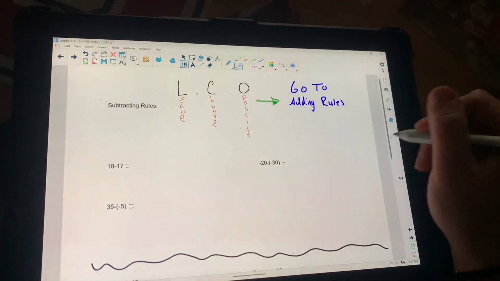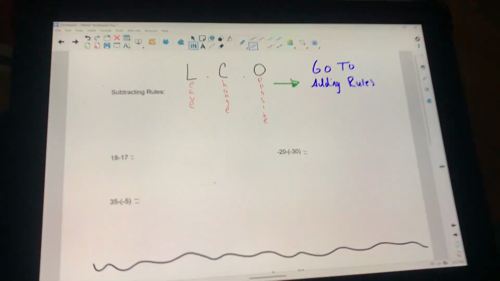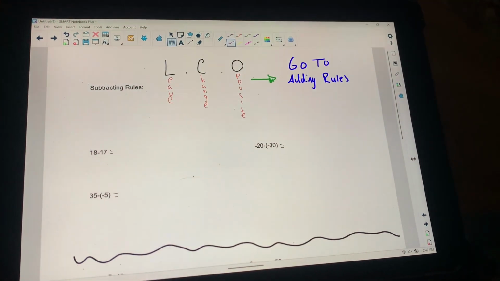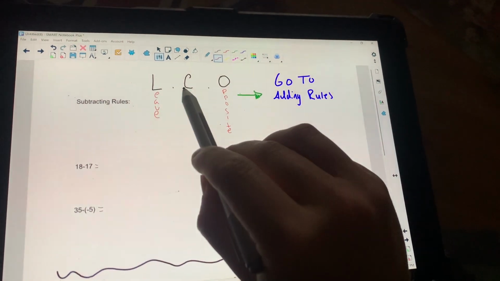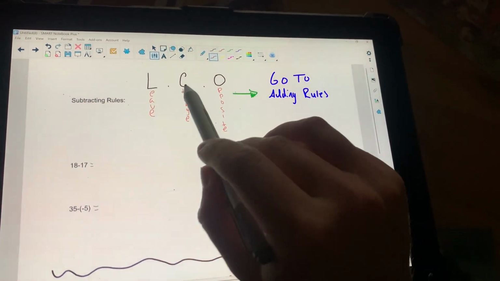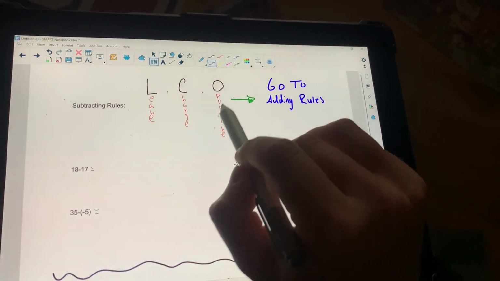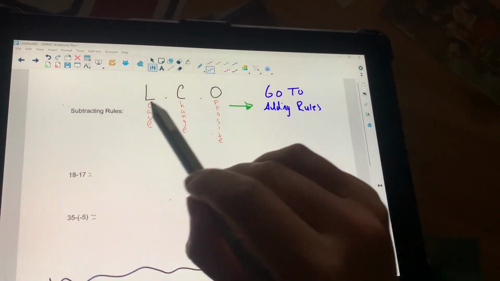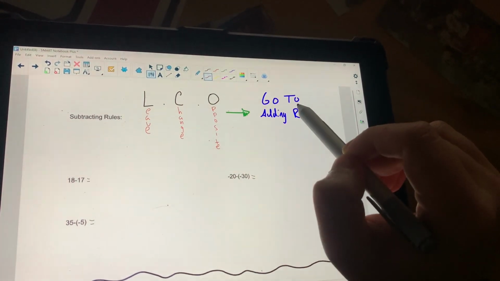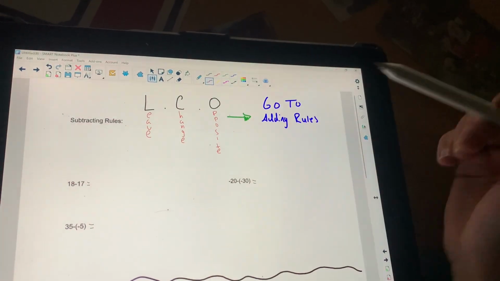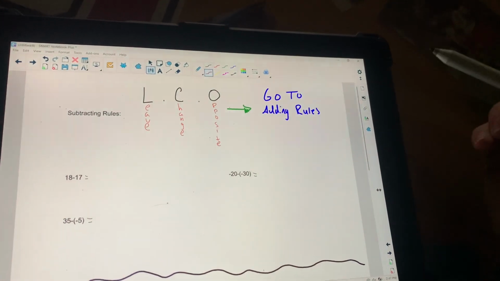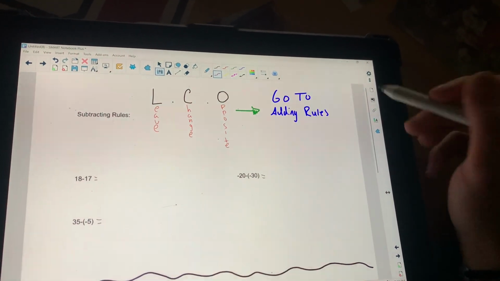All right, now that was all with adding. Now, subtracting. Subtracting is very, very similar. The only difference is we have one extra step we have to do. That step is LCO. It stands for leave, change, opposite. So our first step when we subtract is leave, change, opposite. And then once we do our leave, change, opposite, we go back to our addition rules because we change it from a subtraction problem to an addition problem.